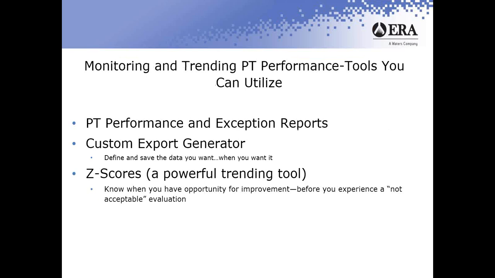Now, let's talk about monitoring and trending PT performance. Some tools that people are starting to use and have gained a lot of acceptance on here recently are performance and exception reports. Most PT providers provide these. It's a quick summary of how you did for a given analyte within a given study, or you can track it across multiple studies. Performance reports will tell you how you did on your assessment. Exceptions reports will tell you how many analytes you didn't get an acceptable result on.